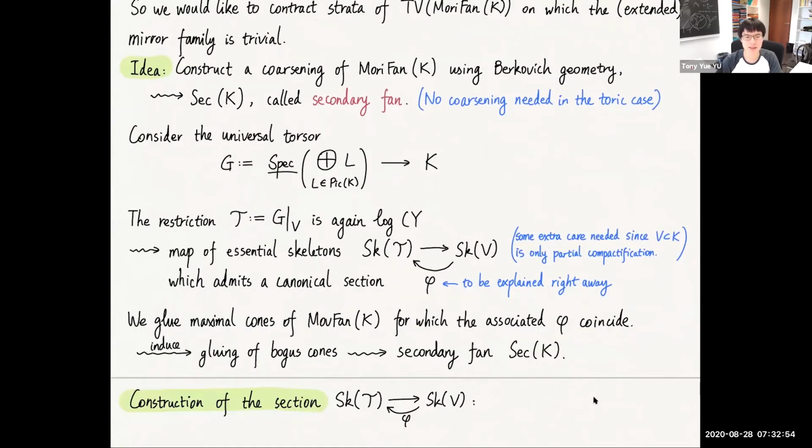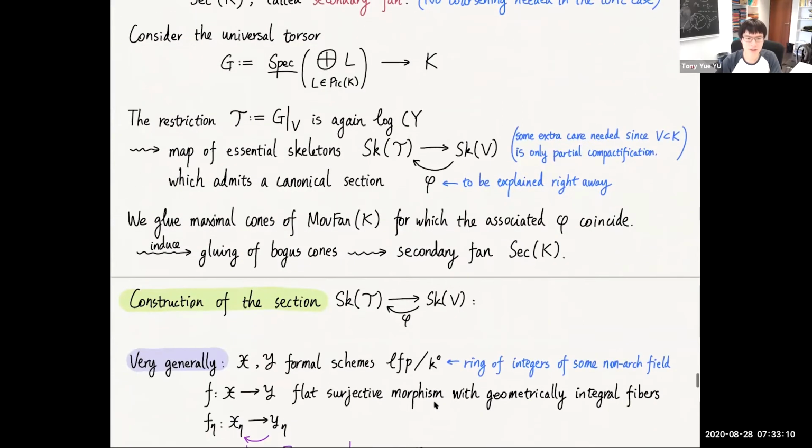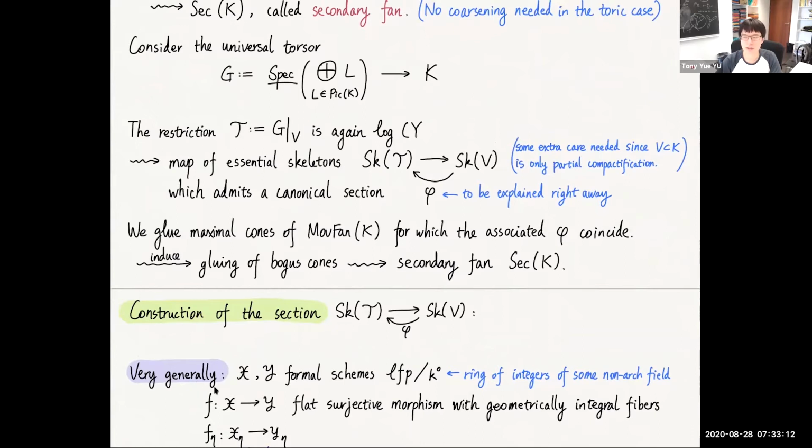First, let me explain the construction of the section phi of this affine bundle from the essential skeleton of T to the essential skeleton of V. Very generally, we consider the following situation. We consider curly X, curly Y, formal schemes locally of finite presentation over the ring of integers of some non-Archimedean field. And we consider F from curly X to curly Y, a flat surjective morphism with geometrically integral fibers.